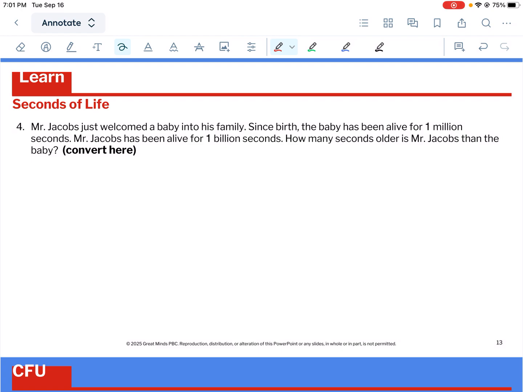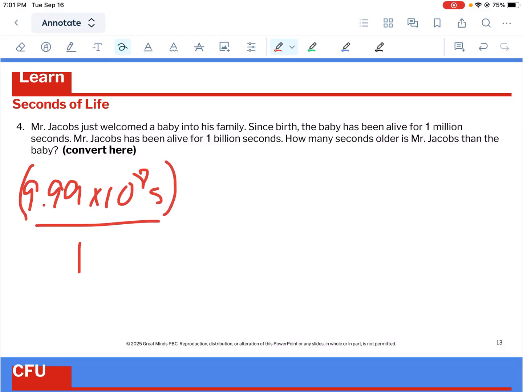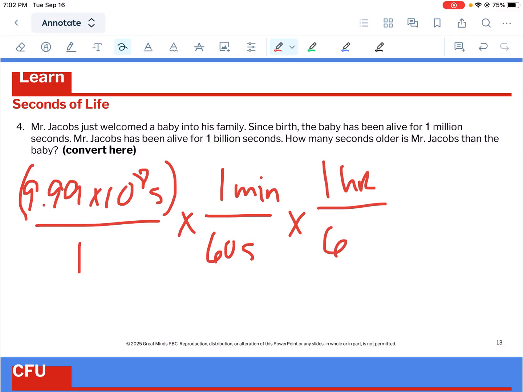So we had 9.99 times 10 to the 8 seconds. We need to get those seconds to years. And we have to convert one by one. But instead of calculating it every single time, we're just going to plug it in and set it up. So from seconds to minutes, in 1 minute, going to put that on top, there's 60 seconds. Don't calculate yet. We're going to keep going. Going from minutes to hours. For 1 hour, it's 60 minutes.